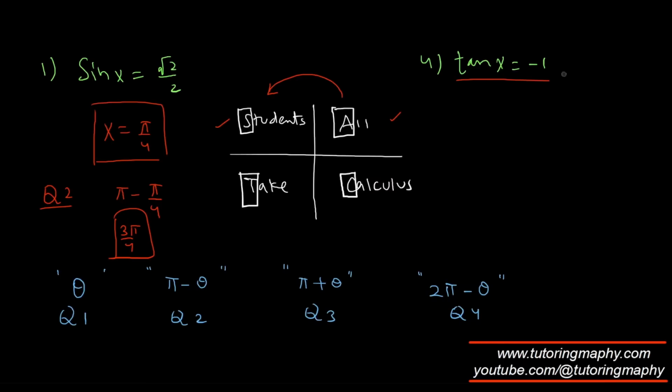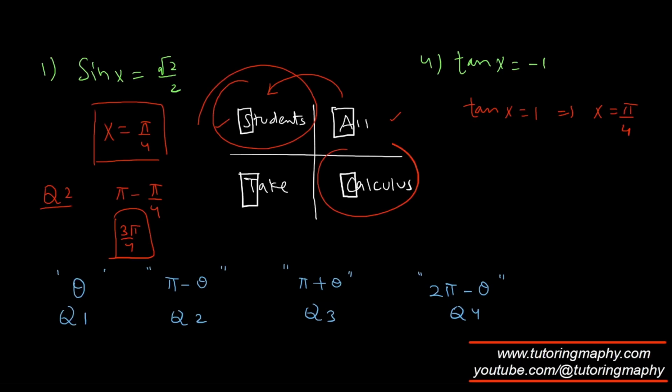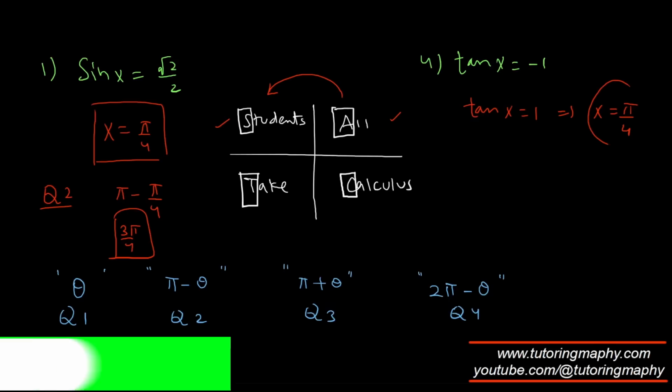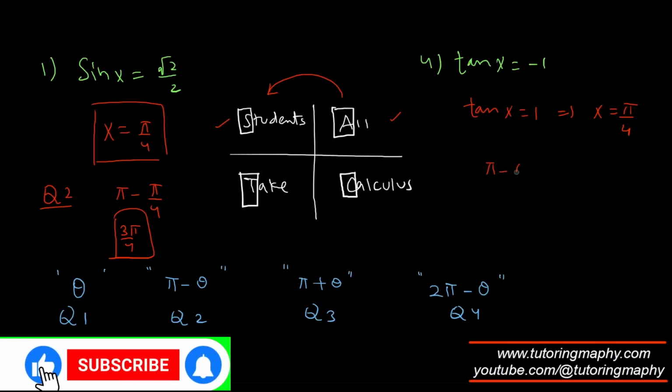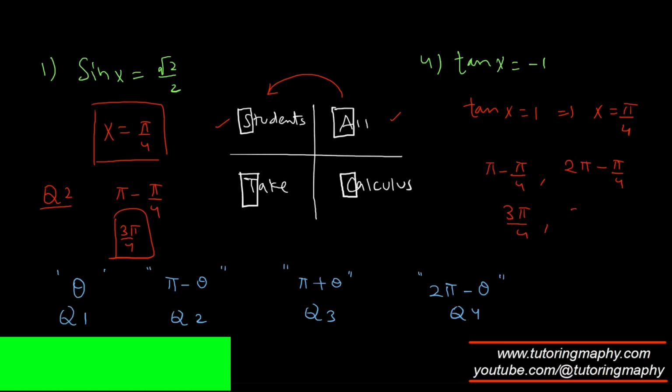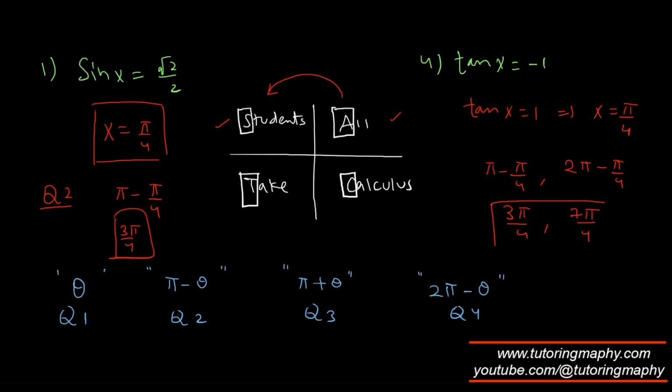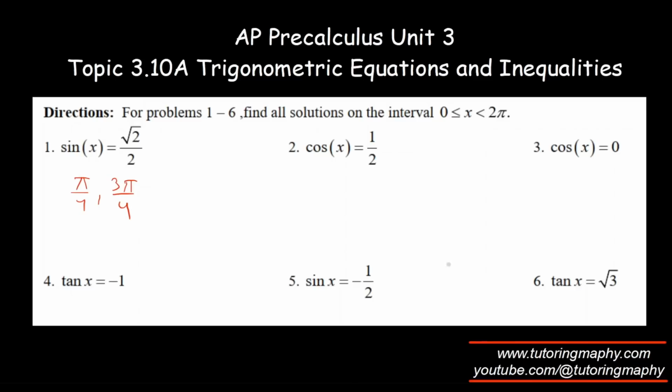What if the number is negative? That's fine, just ignore the negative. Think about where tan x is 1. Tan x is 1 when x is pi over 4, but they need negative 1, and tan is negative in quadrant 2 and 4. How to swing this reference angle in quadrant 2? Pi minus pi over 4, and in quadrant 4, 2 pi minus pi over 4. So the answer is 3 pi over 4 and 7 pi over 4.